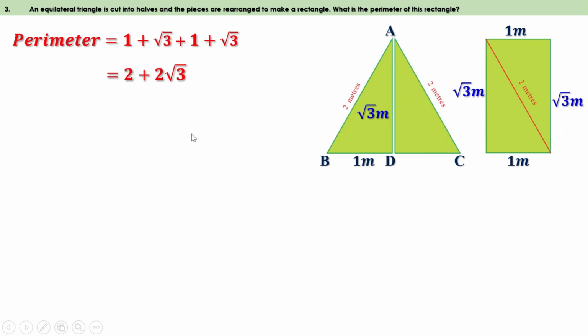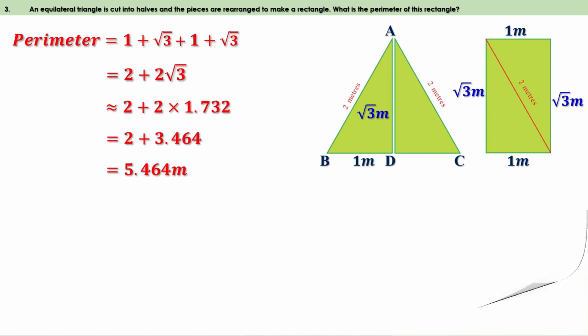Now if we need the approximate value, we can give the approximate value of root 3 here. That is, this is approximately equal to 2 plus 2 into 1.732. 2 into 1.732 is 3.464. So this can be written as 2 plus 3.464, and that is equal to 5.464. That means the perimeter of this rectangle is approximately equal to 5.464 meters.